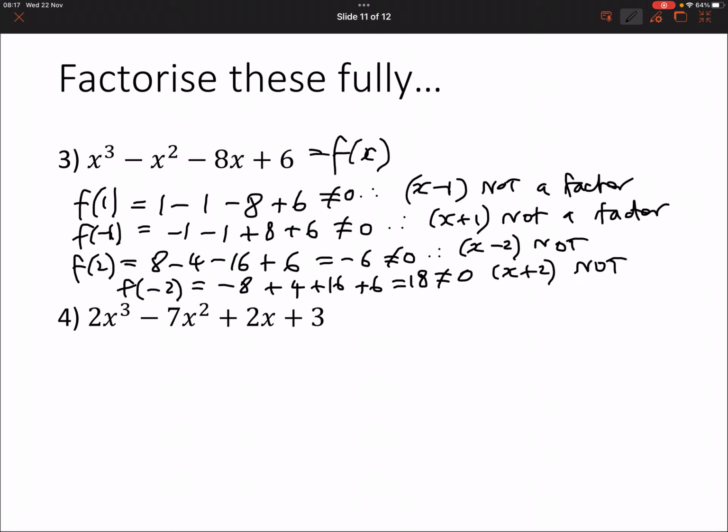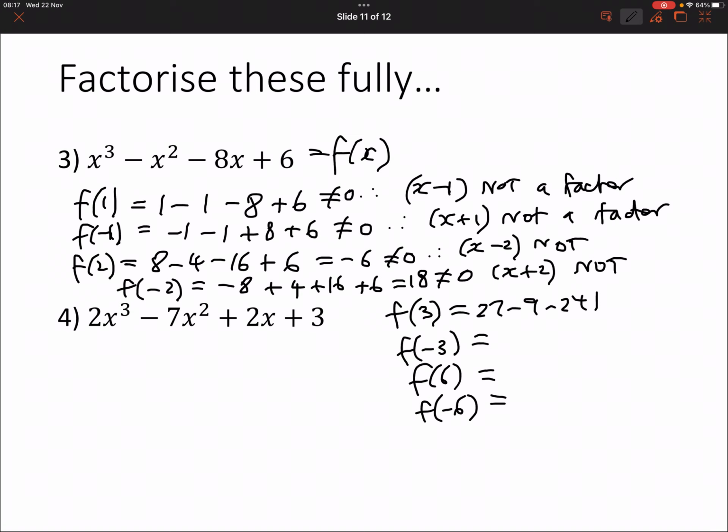Oh dear. f of 3, well, I think the thing is, if none of those are, then it's not going to be possible. Let's just check these: f of 3, f of minus 3, f of 6. There's no point in me doing these because I've already established it's not going to work. But let's just see for kicks. That's 27 minus 9 minus 24 plus 6. Oh, that is 0.